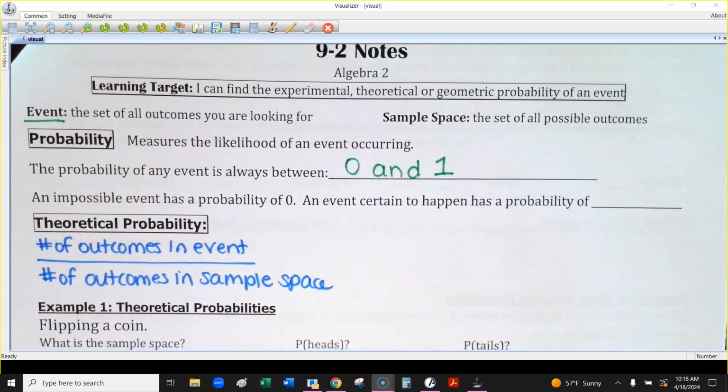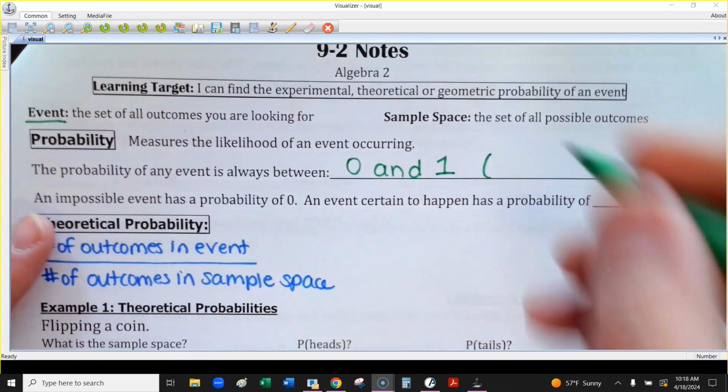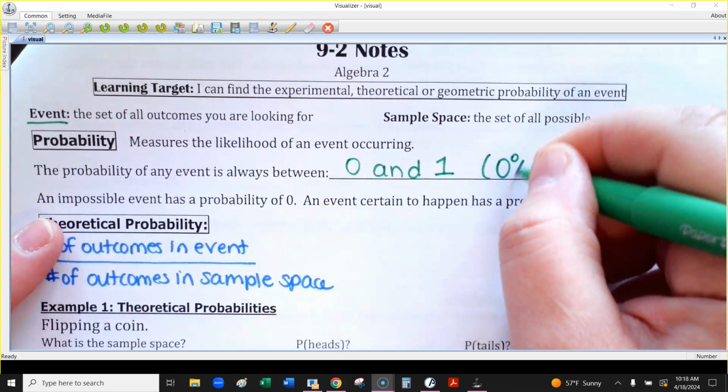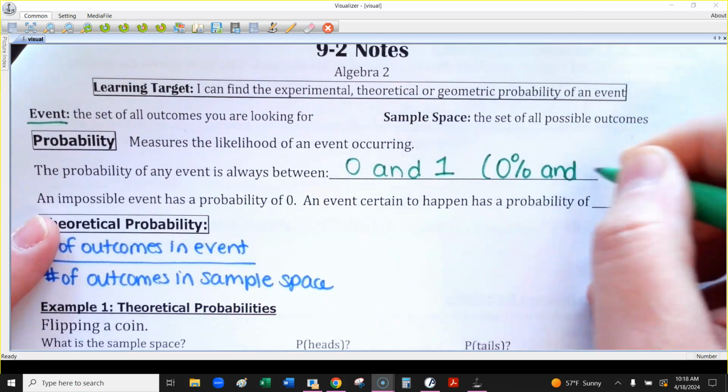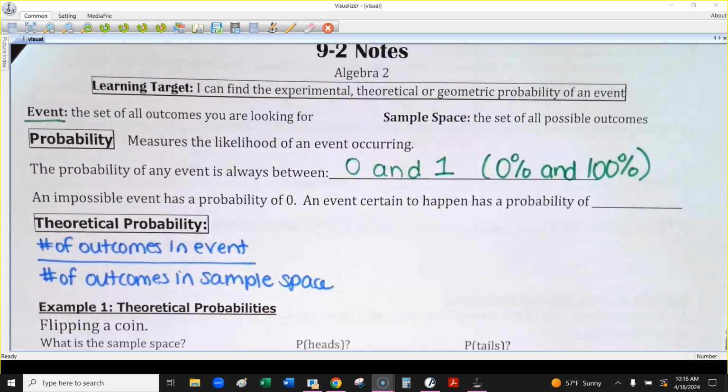Now, if we write these in fraction form, that's true. If you have to write them as a percentage, then it's between 0% and 100%. So typically they'll either accept a fraction or a percentage. So you can write them in either format.